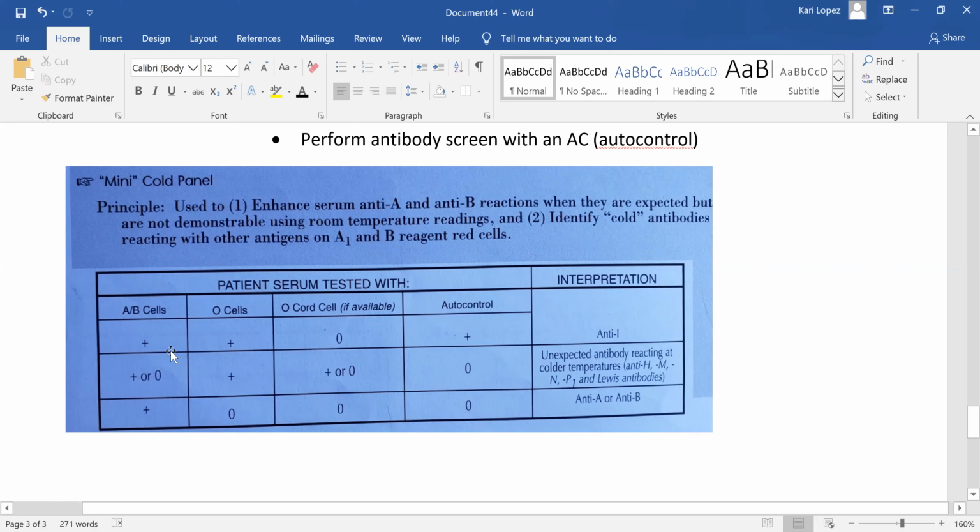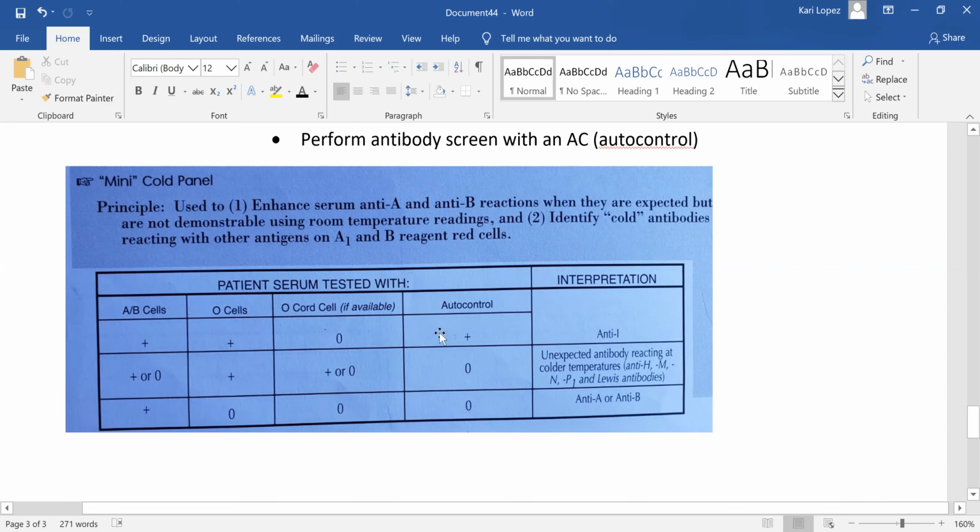So your patient serum tested with A or B cells, if it's positive, it can be anti-I or an unexpected antibody reacting at a colder temperature, or it can be your anti-A or anti-B. But when you have your patient serum tested against group O cells and it's positive, it can be anti-I or an unexpected antibody. But if it's negative, then it's going to be an anti-A or anti-B. And then if you have group O cord cells available, these are going to be your results for that.